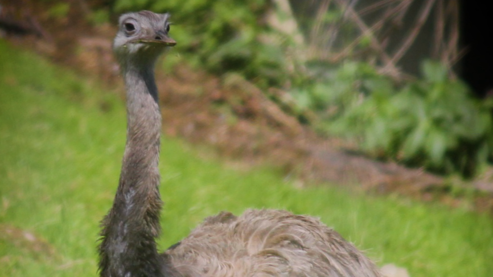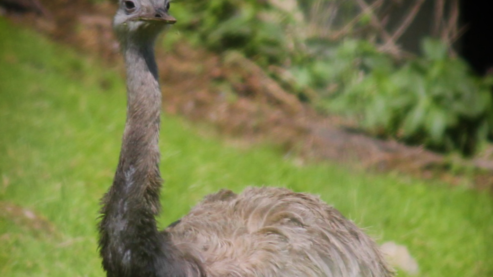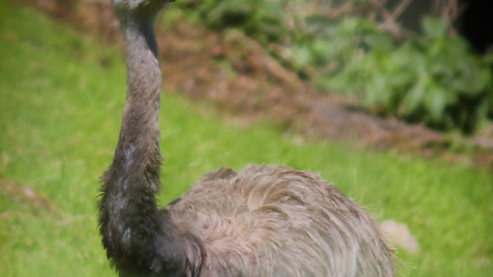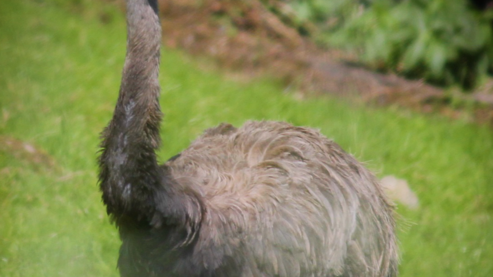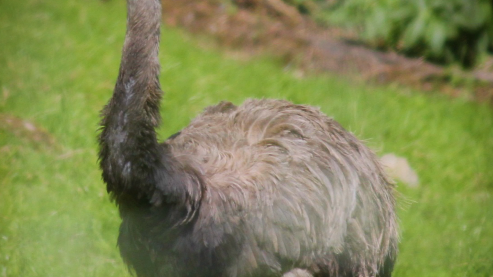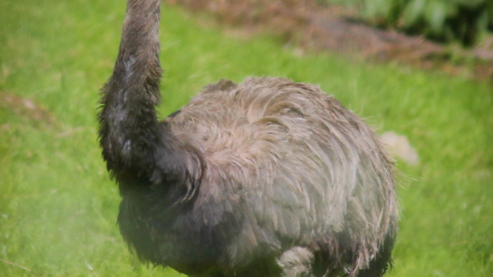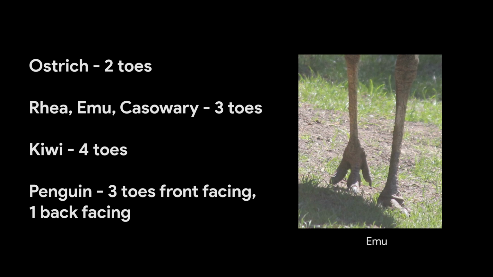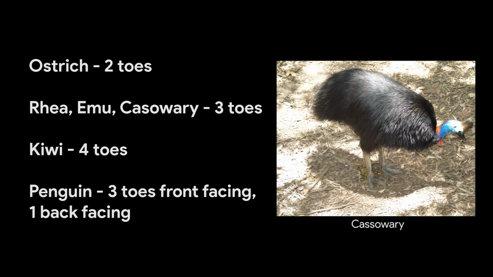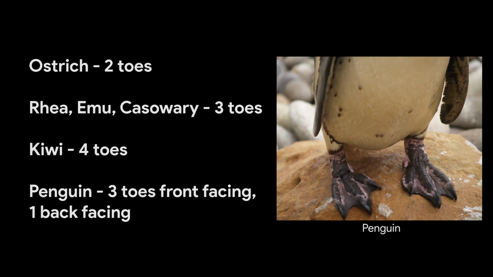One way of differentiating between different flightless birds is to look at their feet. Most birds have 4 toes, but some flightless birds have less. Ostriches only have 2 toes. Rheas, emus, and cassowaries have 3 toes. Kiwis have 4 toes. The penguins and tinamous have 3 toes facing forwards and 1 smaller hind toe which faces backwards.